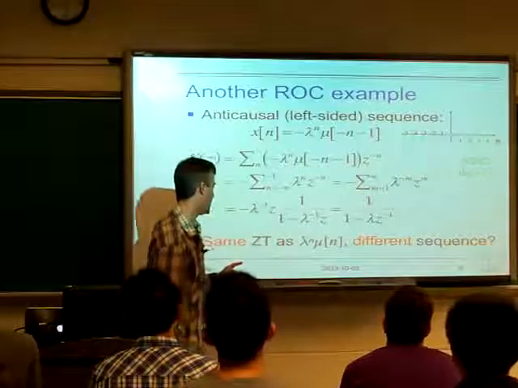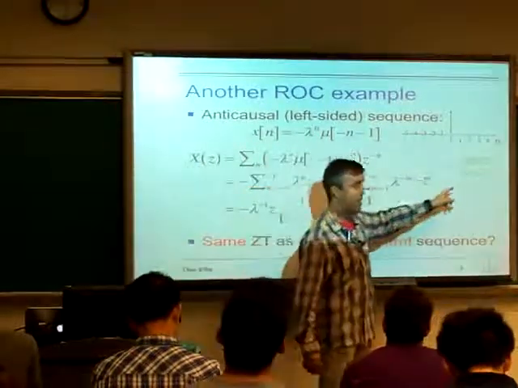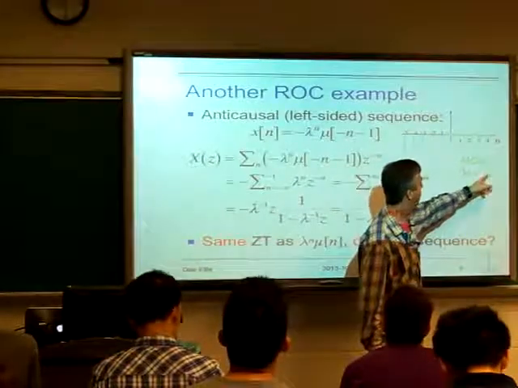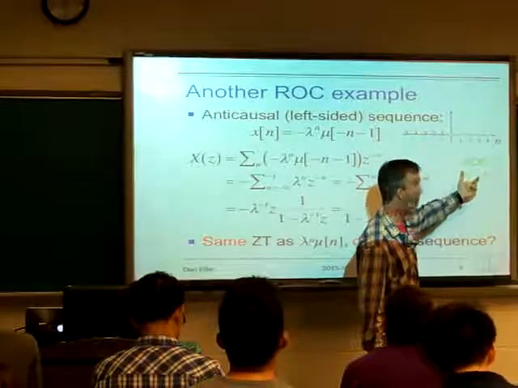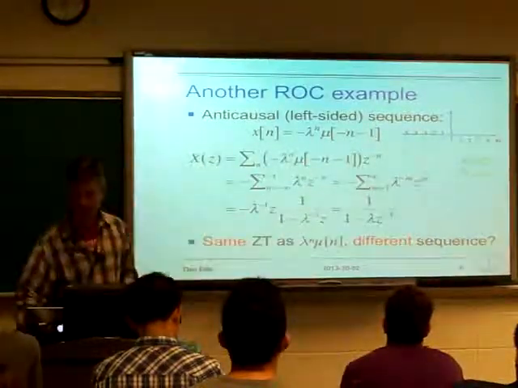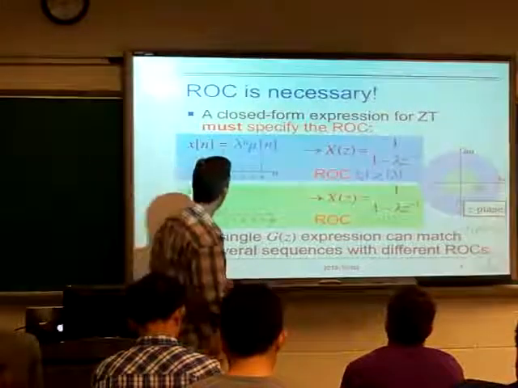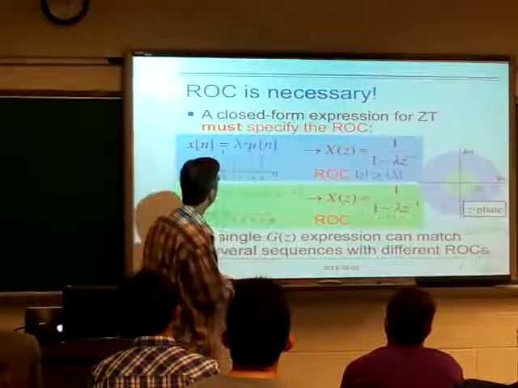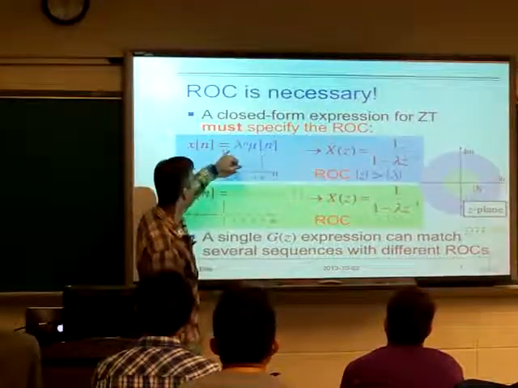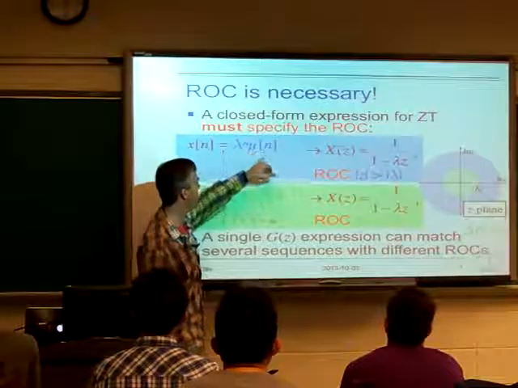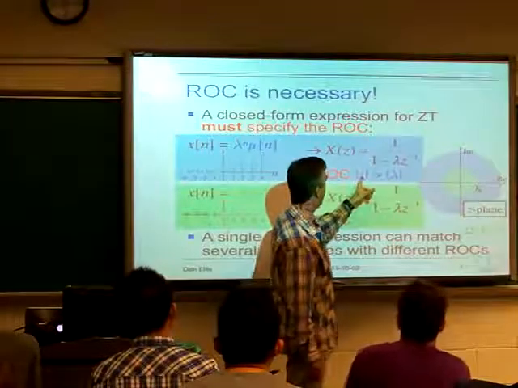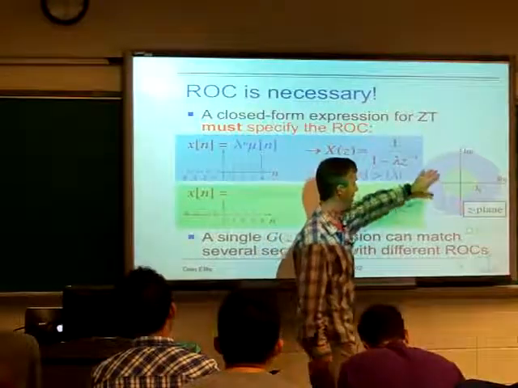But it's a different region of convergence, right? Here, the region of convergence has an upper bound at lambda. So it's the values within a circle. So here I've sort of contrasted these two cases. x of n equal to lambda to the n mu of n, which is the case we had. X of z is 1 over 1 minus lambda z to the minus 1 for magnitude of z greater than lambda. And so it's this region out here.